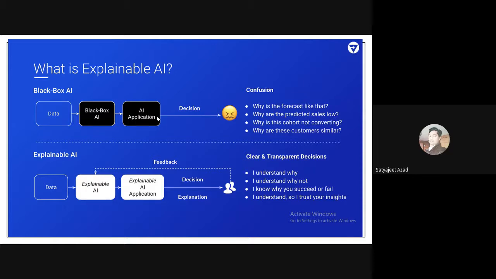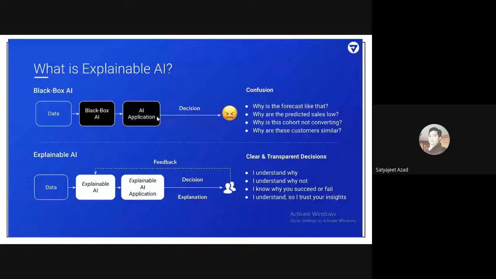Okay, so for example, I'll show you how you can use LIME to explain the different ML/DL models. Once you apply this explainable AI, it gives you more of a picture to take decisions. You can be more precise in taking decisions. For example, now you are able to understand why.